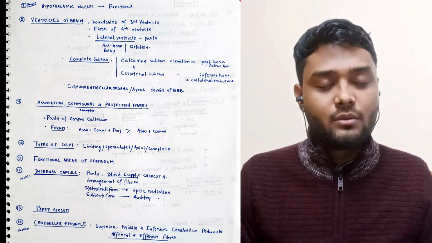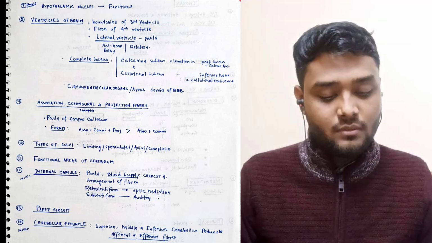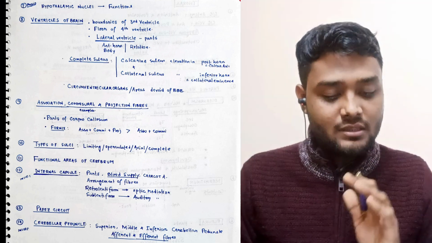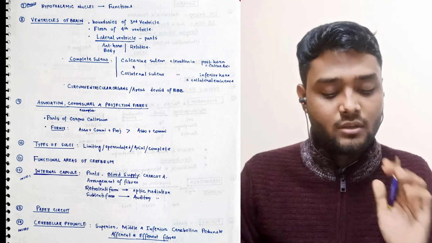Now ventricles of the brain. What are the boundaries of the third ventricle? Then the floor of the fourth ventricle. The lateral ventricle: what are the parts of the lateral ventricle? The anterior horn and the body. The relation of the anterior horn and the body of the lateral ventricle.